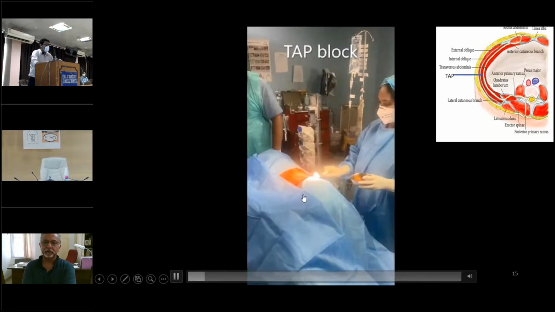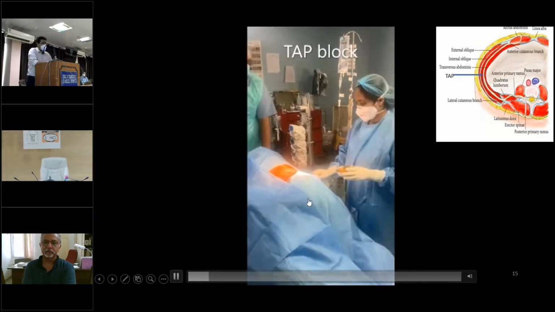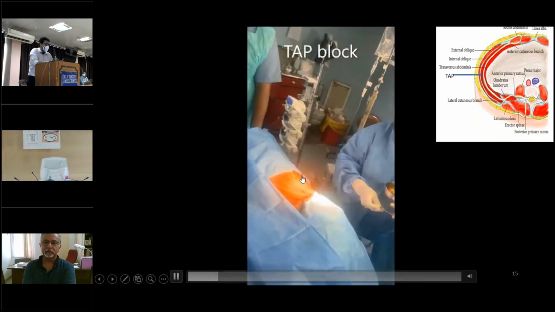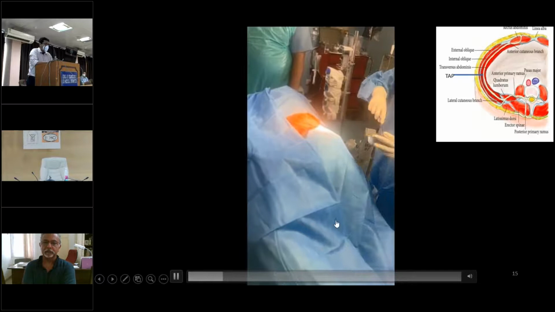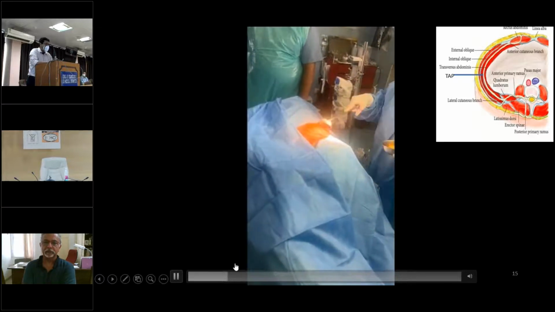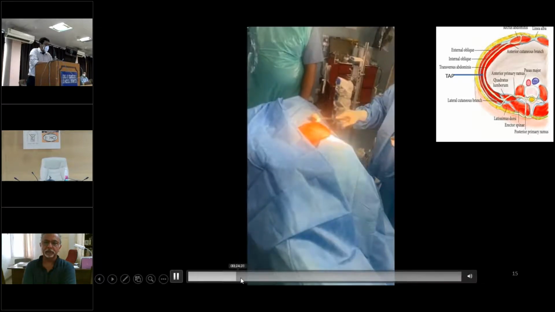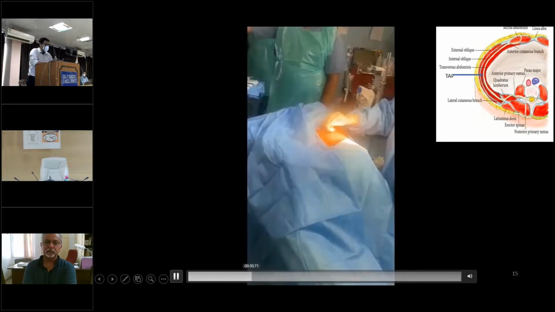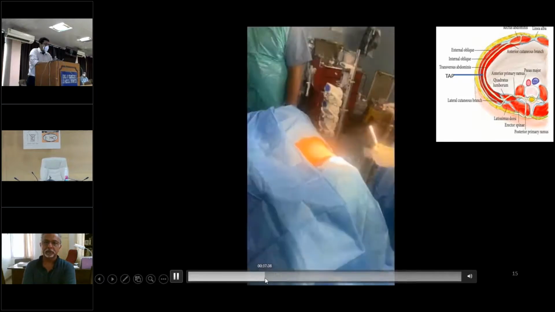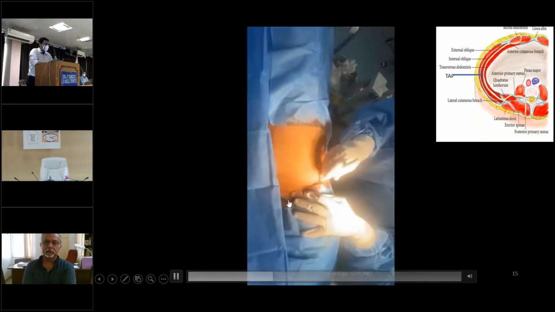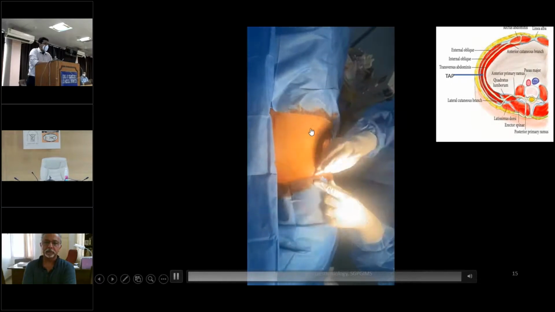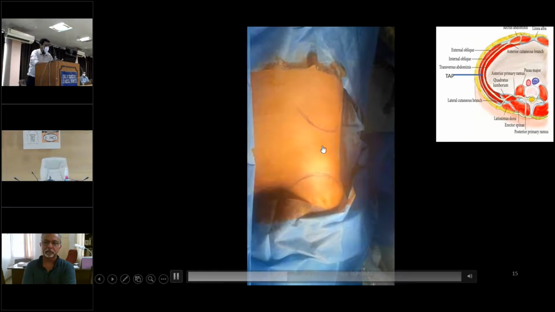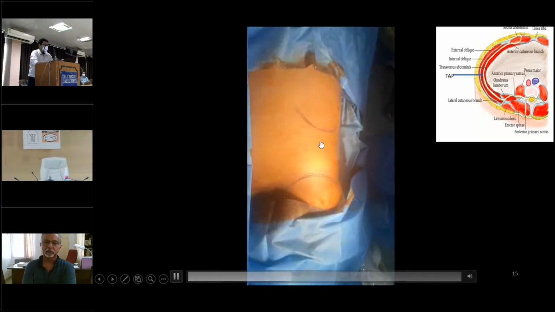The patient here is in lateral position, also known as surgical position, kidney position or flank position. This is the head end of the patient. This is the foot end of the patient. After painting and draping, we feel for the landmarks. For the ease of understanding, we have marked these landmarks. This is the iliac crest, and we have also marked the subcostal margin. The area between this is known as the triangle of Petit.